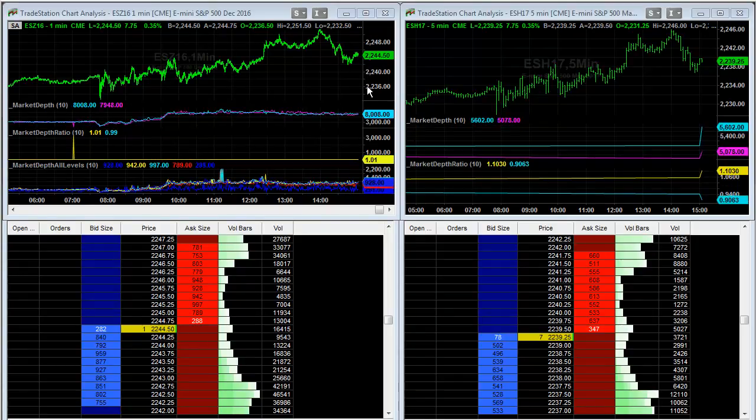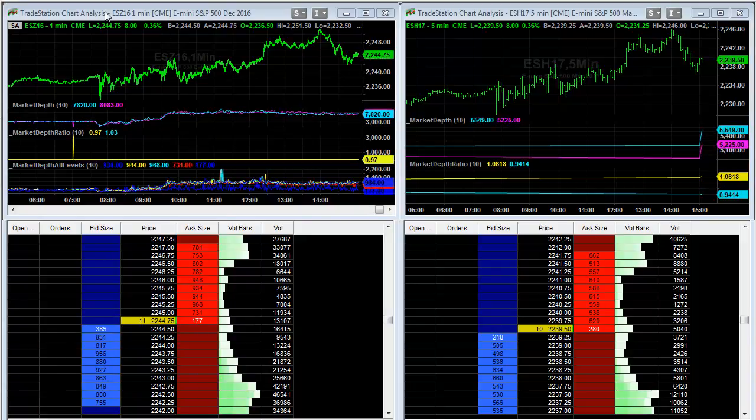I had a question today on rollover liquidity, and I wanted to go over that because it was a good question. On the left is the December 2016 E-mini S&P. On the right is the March 2017 E-mini S&P. And you see the order book, the bids and the offers, below the chart for the December.